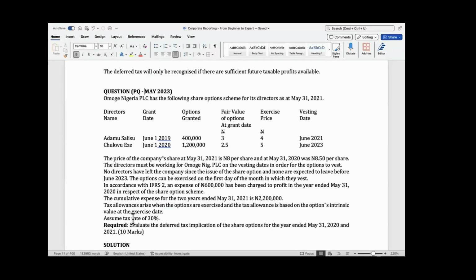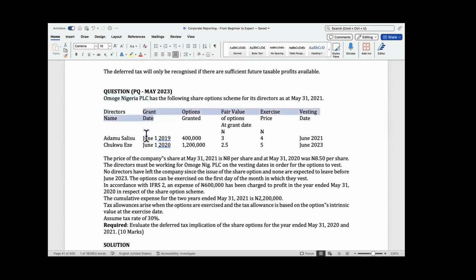So the same thing. That question says you are required to evaluate the deferred tax implication of the share option for the year ended May 31st, 2020 and 2021, for 10 marks. The company, Omoge Nigerian PLC, has the following share option scheme for its directors as at May 31st, 2021. These are the directors, Adamu and Shuku.